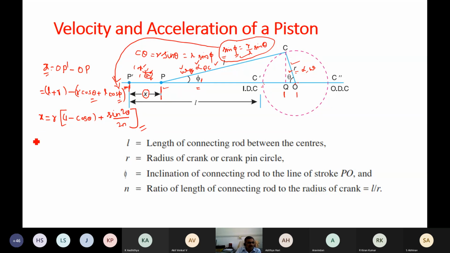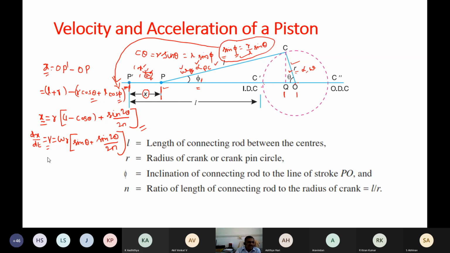So how to find the velocity? dx by dt is equal to the velocity of the piston. This is the displacement of the piston. This is the velocity of the piston. To find the velocity of the piston, you have to differentiate once. You will get omega R into (sin theta plus sin 2 theta by 2n). This will be the equation for velocity.